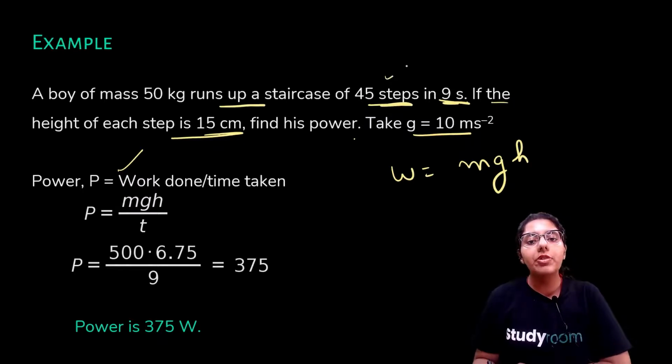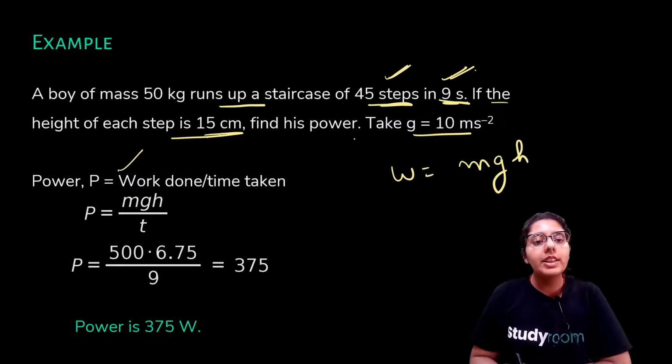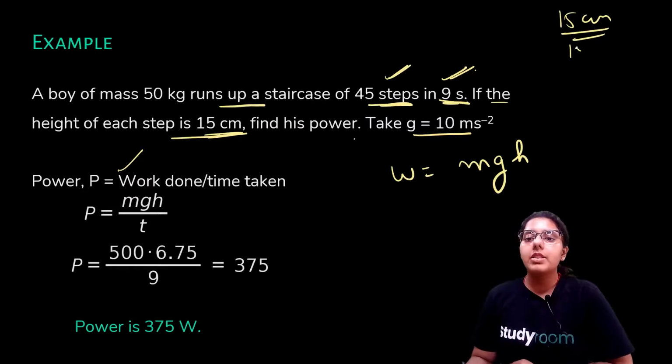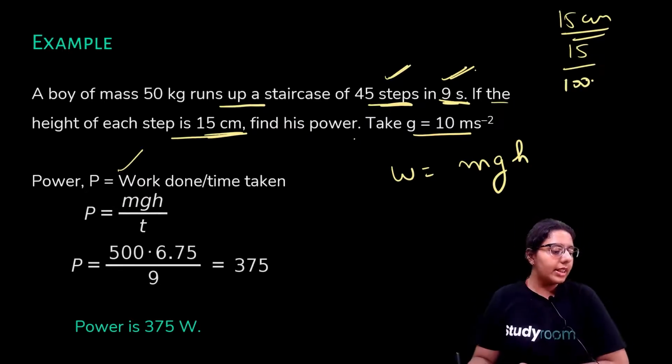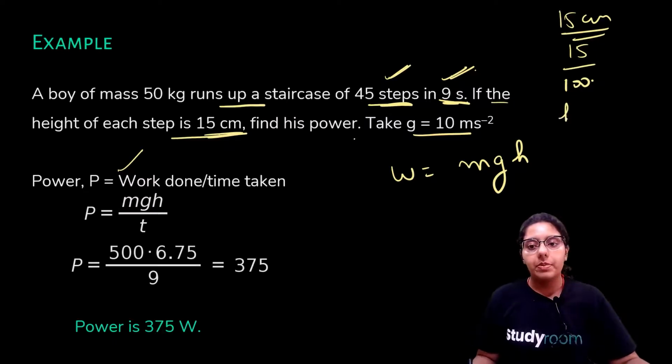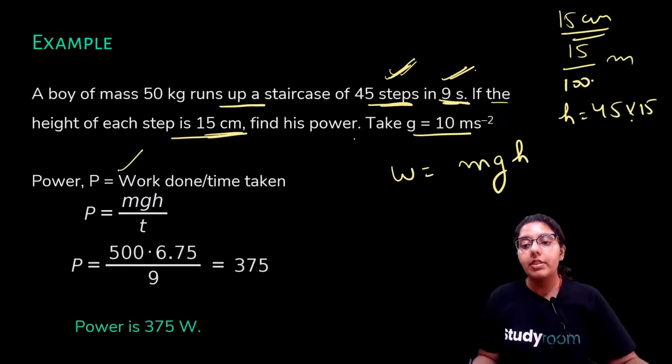So he travels 45 steps in 9 seconds, and the height of each step is 15 centimeter. That means the height of each step is 15 by 100 meters, correct? So what will be your h? You have 45 steps, and the height of each step is 15 by 100 meters. So 45 into 15 by 100 will be your h.